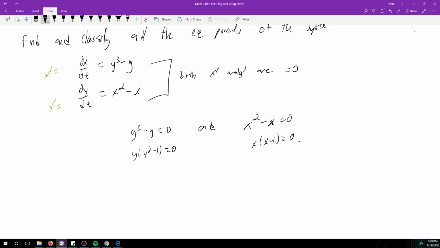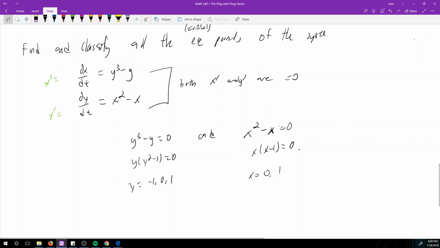So what can y be? Y can equal minus 1, 0, or 1, right? Because from here I get plus or minus 1, and then from this y on the outside I get 0. And then x can equal 0 or positive 1, okay? So I have 6 pairings of points that I need to check.